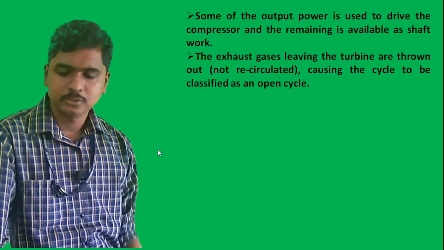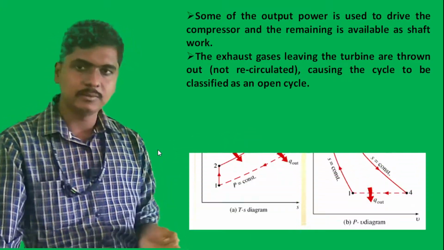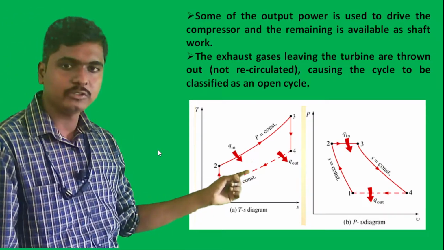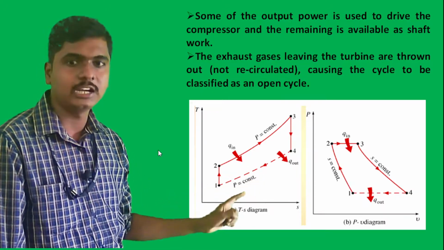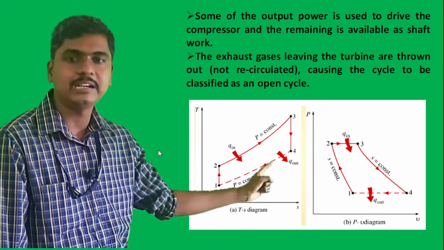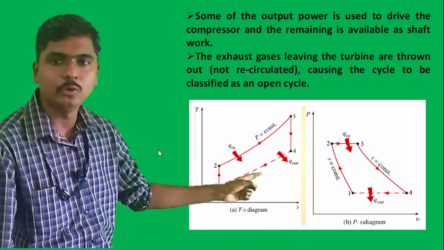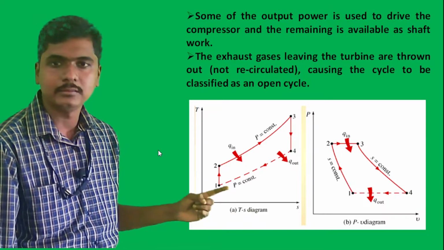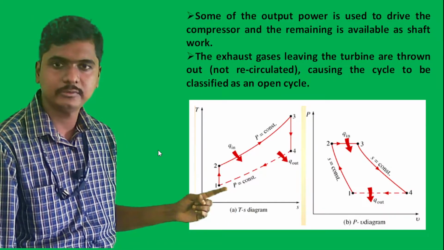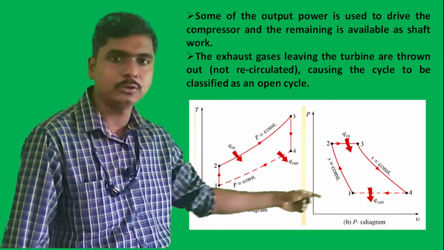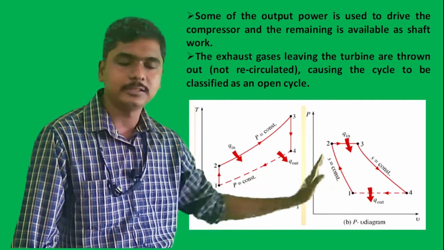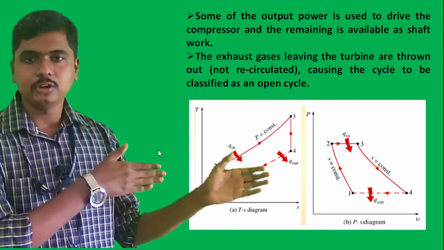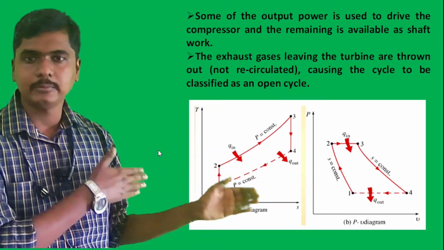cycle gas turbine. So if I show you the complete T-S versus P-V diagram of an open cycle gas turbine, you can see the process 4 to 1 is not a solid line, it is a dotted line. To complete the cycle, we have drawn a dotted line from process 4 to 1, which is a constant pressure process. Similarly, in the P-V diagram also, the process 4 to 1 is a dotted line. So that's why it is called an open cycle gas turbine.